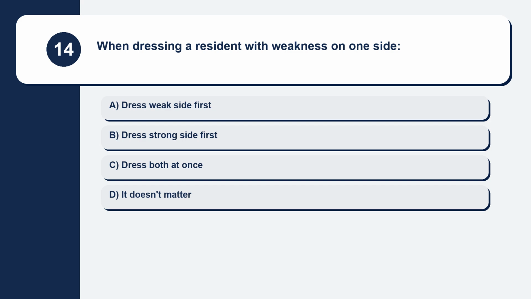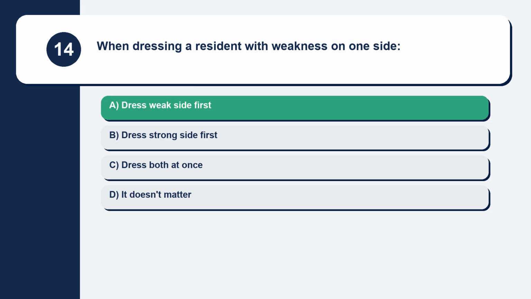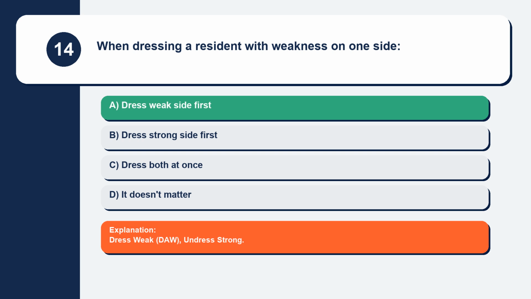Question 14. When dressing a resident with weakness on one side, dress the weak side first, dress the strong side first, dress both at once, or it doesn't matter? Dress the weak side first, then the strong.